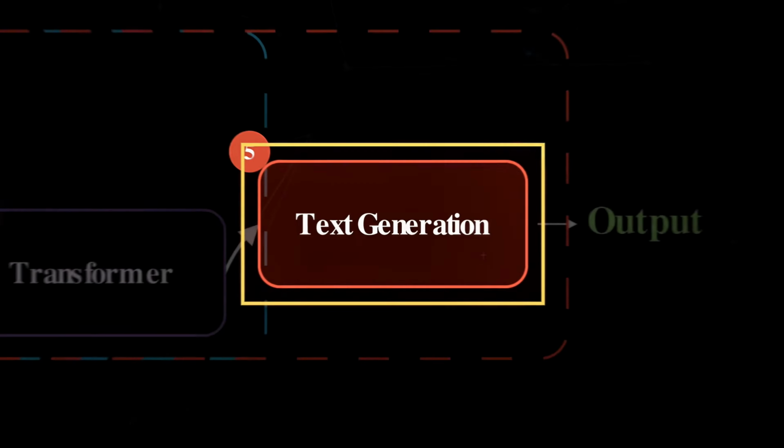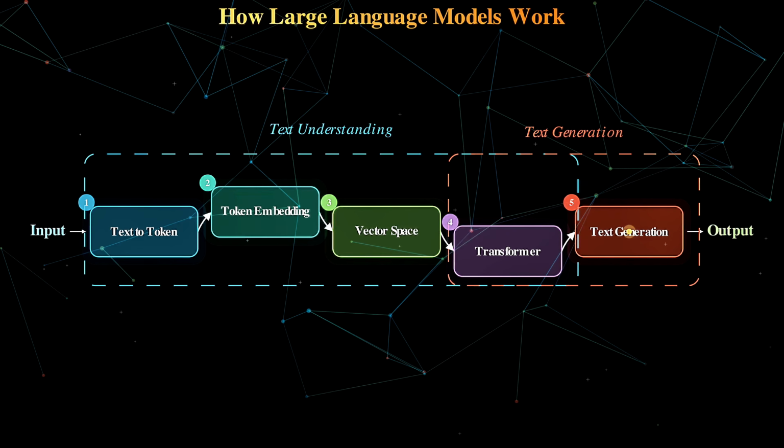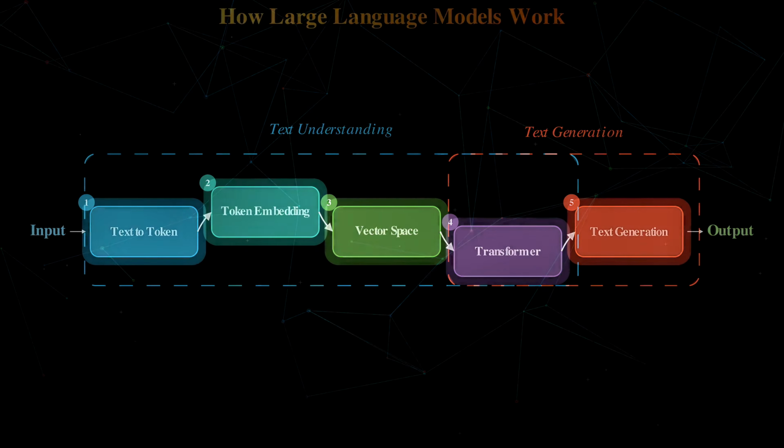And that's how a large language model generates text, one carefully chosen word at a time, drawing on everything it has learned about language. Now you know all 5 steps. Next time you chat with an AI, you'll know exactly what's happening behind the scenes.